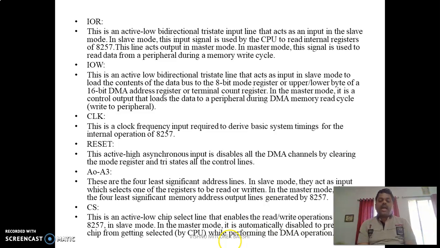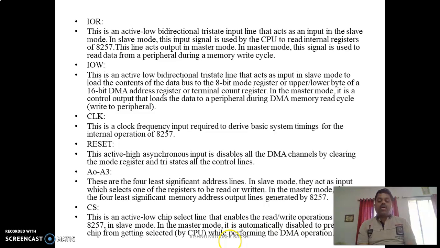IOR is an active low bidirectional tri-state line that acts as an input in slave mode. In slave mode, this input signal is used by the CPU to read internal registers of the 8257. IOW is an active low bidirectional tri-state line that acts as an input in slave mode to load the contents of the data bus to the 8-bit mode register or the upper or lower byte of a 16-bit DMA address register or terminal count register. In master mode, it is a control output that loads the data to a peripheral during the DMA memory read cycle.